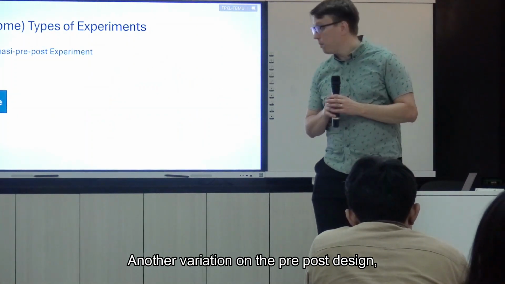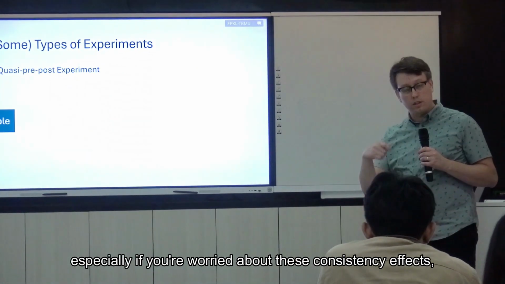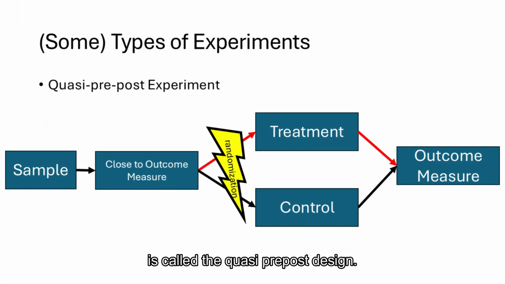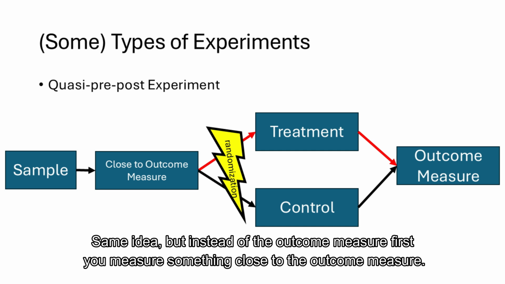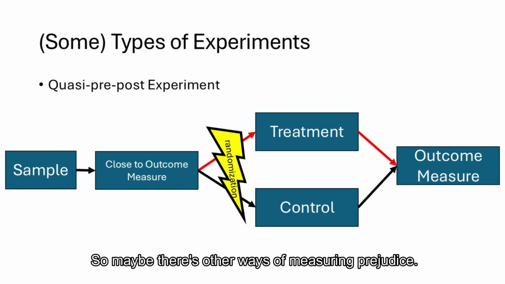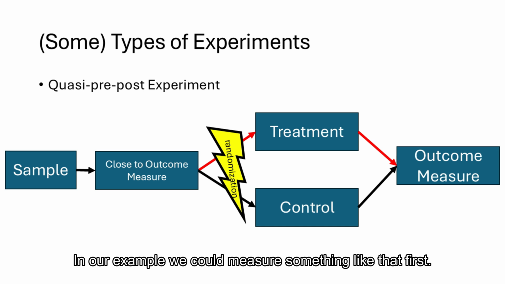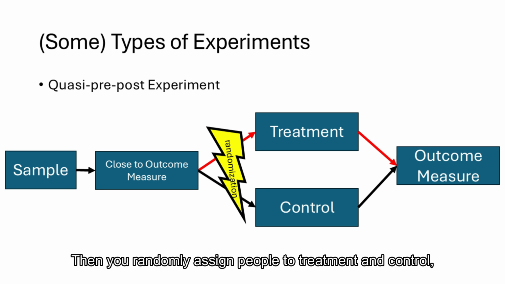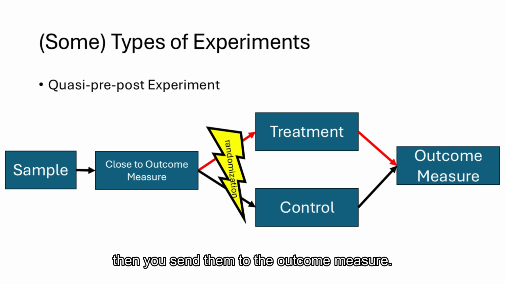Another variation on the pre-post design, especially if you're worried about these consistency effects, is called the quasi-pre-post design. Same idea, but instead of the outcome measure first, you measure something close to the outcome measure. So maybe there are other ways of measuring prejudice. In our example, we could measure something like that first. It just has to be something that's pretty correlated with your outcome measure. Then you randomly assign people to treatment and control, and then you send them to the outcome measure.